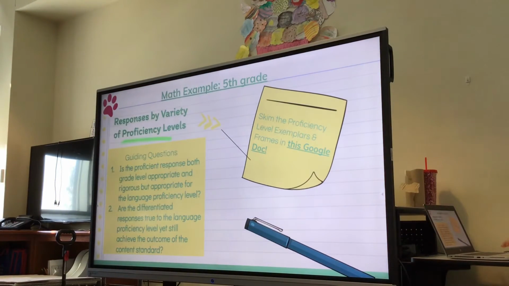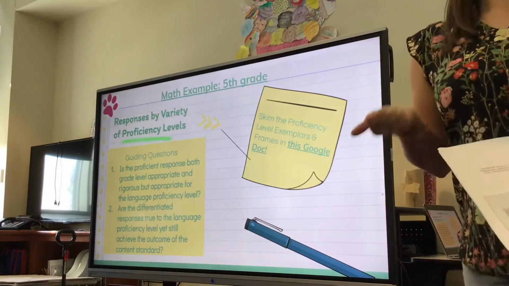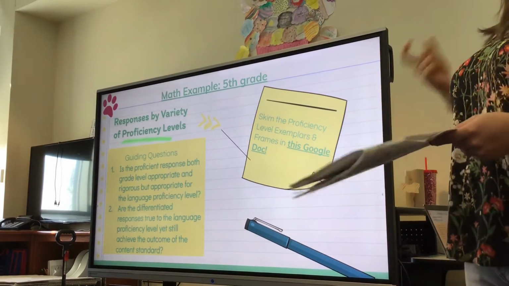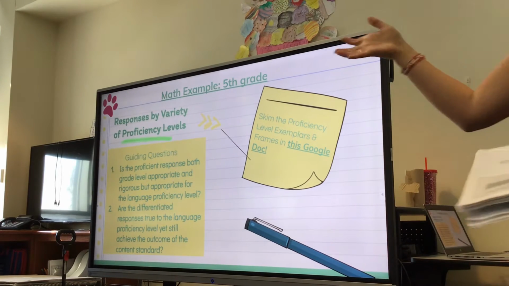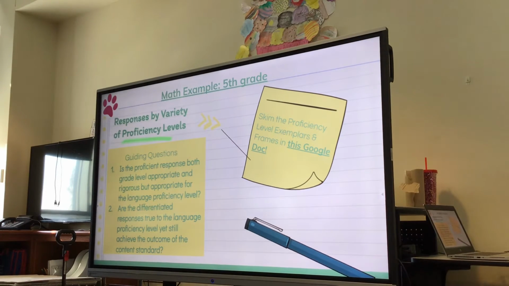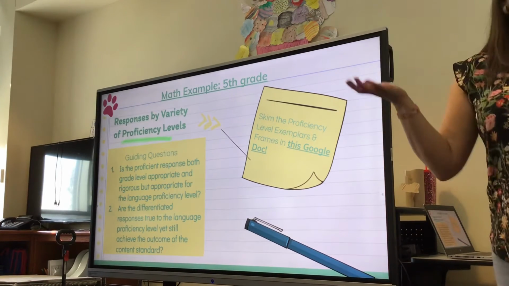So as you're looking at those responses, and as you're writing your own responses, you're thinking: am I making it grade level appropriate? Am I making it rigorous? But is it also appropriate for my language level? So Jen elevated the fact that level 2 was actually closer to a level 3. So are we expecting enough?